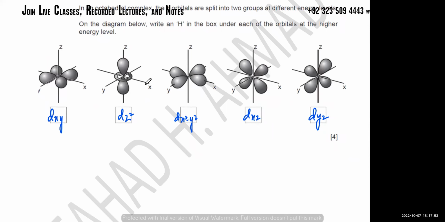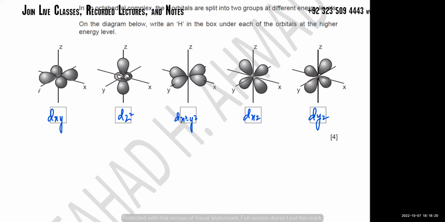Can you identify it? So if it's between the x and y axis, that's your dxy. If it's on the z axis, that's your dz square. If it's on the x and y axis, that's your dx square minus y square. If it's between the z and the x axis, ये z और x axis के बीच में, then that's your dxz. And if it's between the y and z axis, that's your dyz. Is that clear?